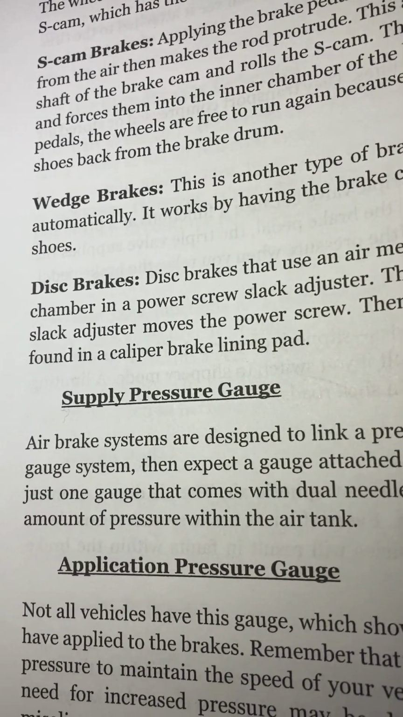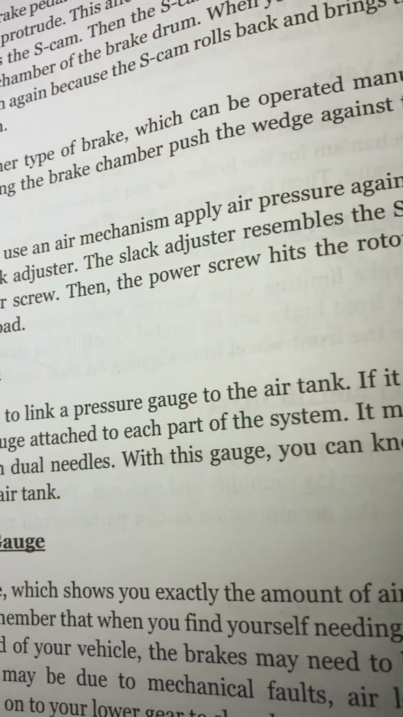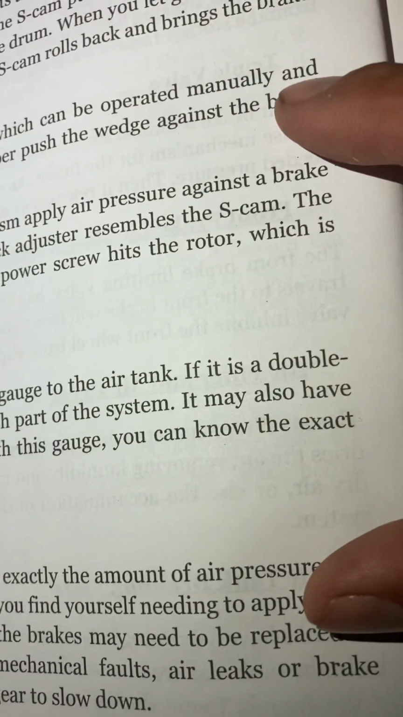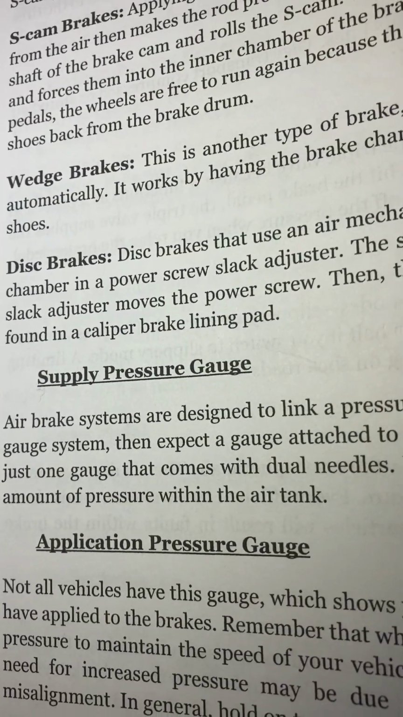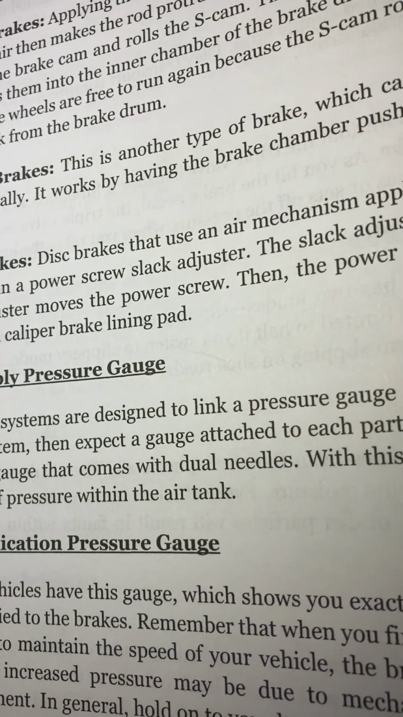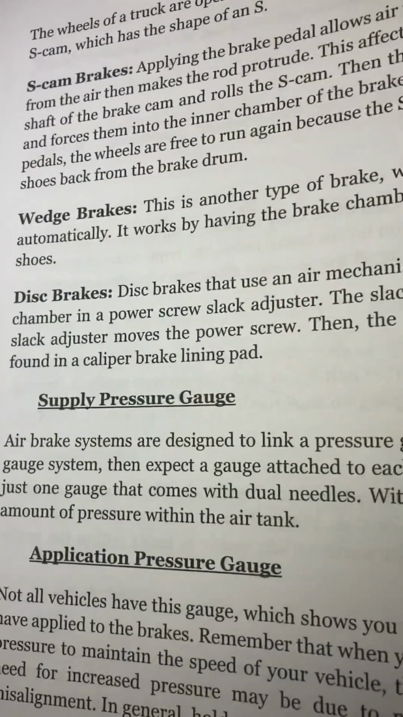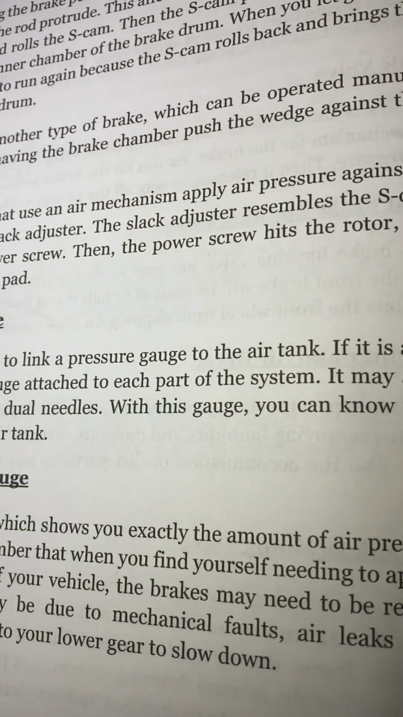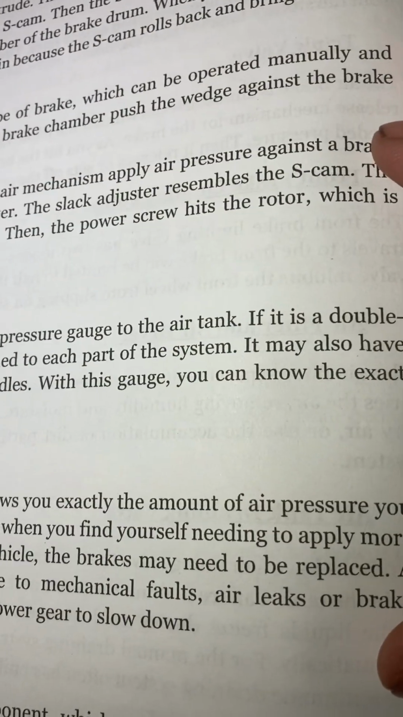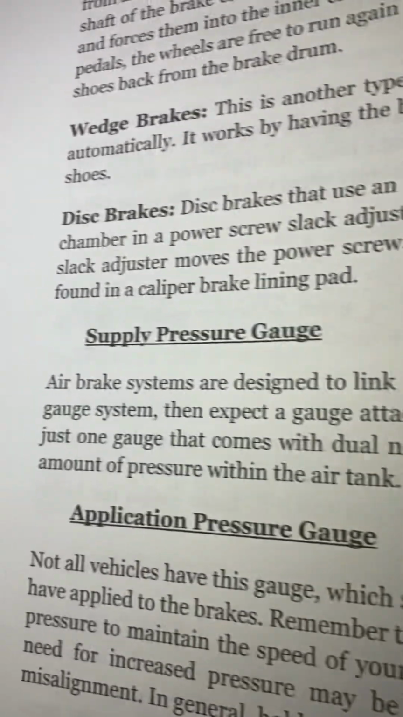Supply pressure gauge. Air brake systems are designed to link a pressure gauge to the air tank. If it is a double gauge system, then expect a gauge attached to each part of the system. It may also have just one gauge that comes with dual needles. With this gauge, you can know the exact amount of pressure within the air tank.